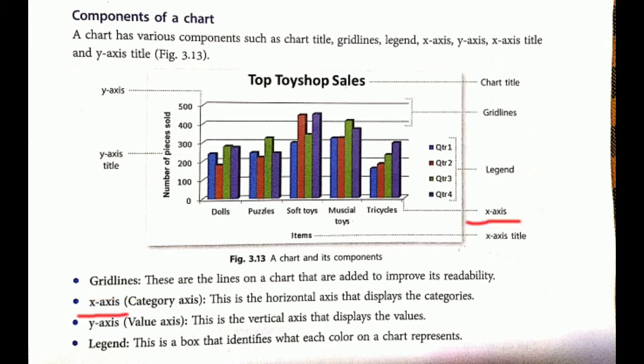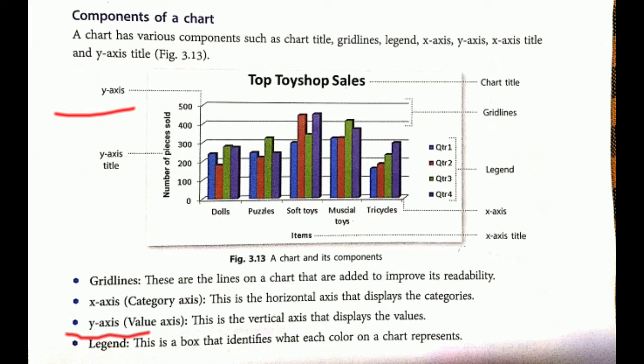Next component is the x-axis or category axis. This is the horizontal axis that displays the categories. See in the figure, the x-axis is a horizontal axis in which the categories are displayed. Dolls is a category, puzzles is a category, soft toys is a category. So the x-axis is used for displaying the categories. Next component is the y-axis or value axis. This is the vertical axis that displays the values.